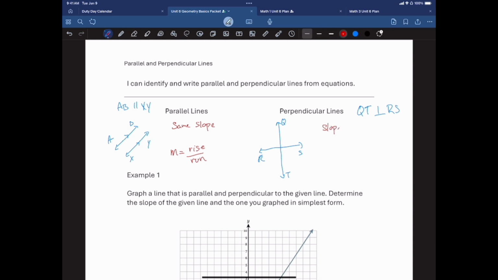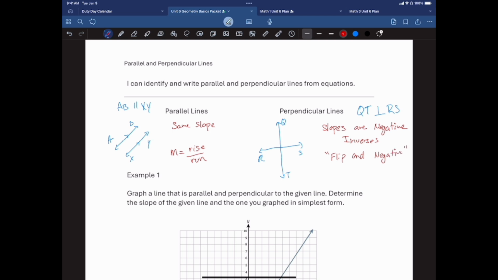Slopes are negative inverses. Well, what does that mean? That's essentially, we're just making it negative and flipping our slope, right? So flip and negative. Mechanically, that's what you're doing.